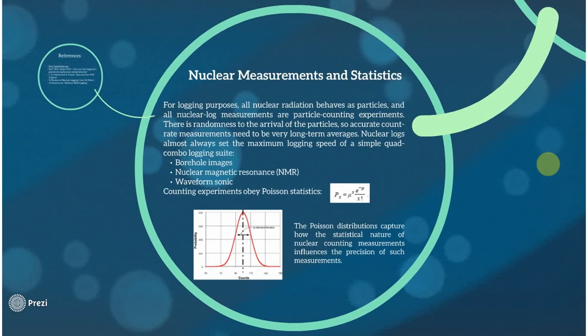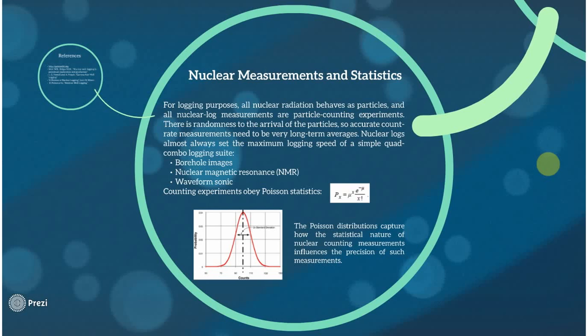And our last slide is about nuclear measurements and statistics. For logging purposes, all nuclear radiation behaves as particles, and all nuclear log measurements are particle counting experiments. There is randomness to the arrival of the particles, so accurate count rate measurements need to be long-term averaged. As a result, fluctuations in radioactive logs may be statistical rather than the result of a real change in formation properties. Counting experiments obey Poisson statistics.